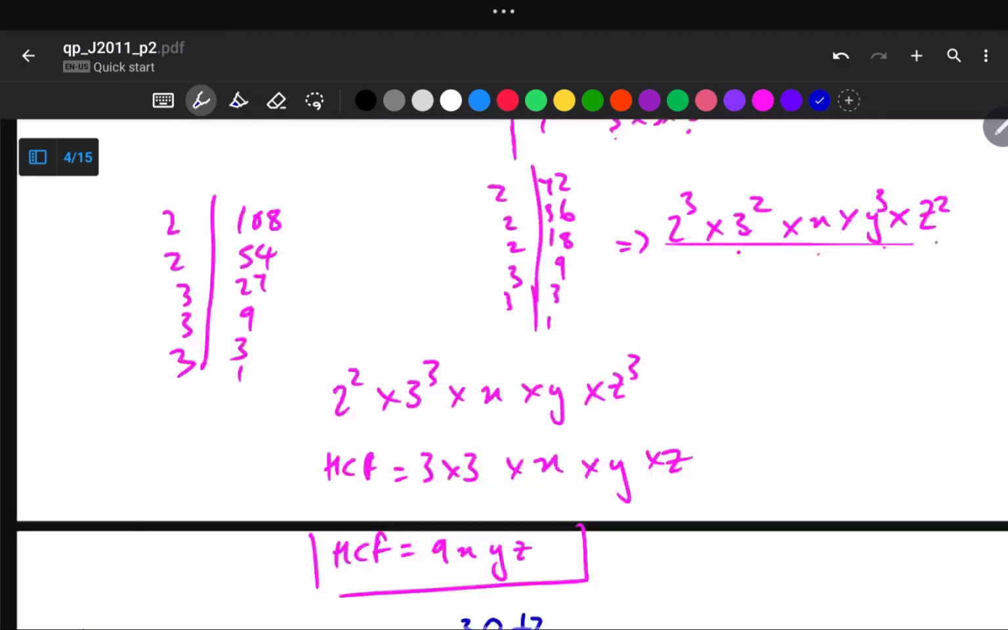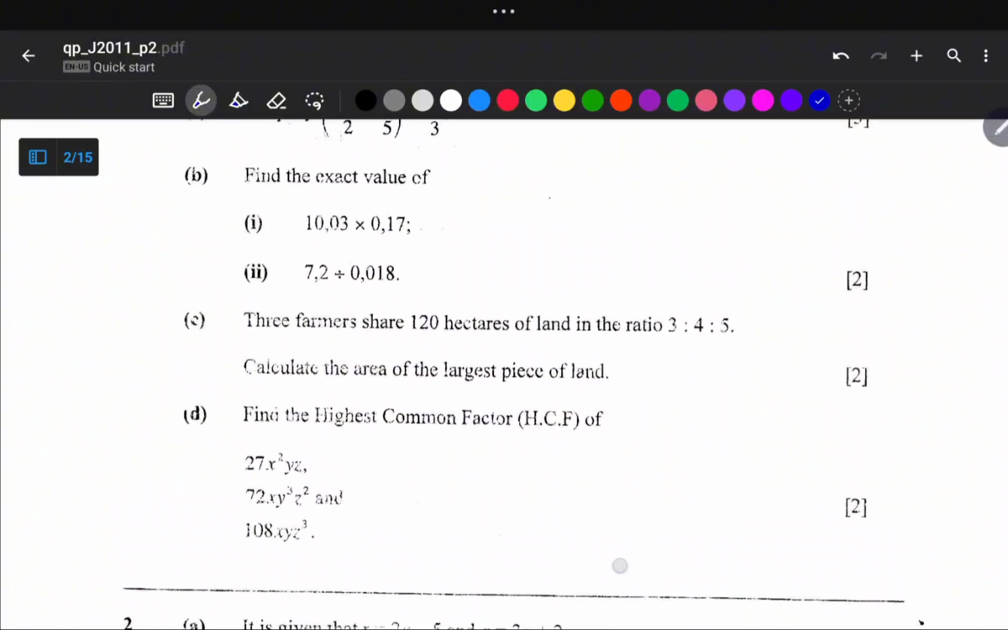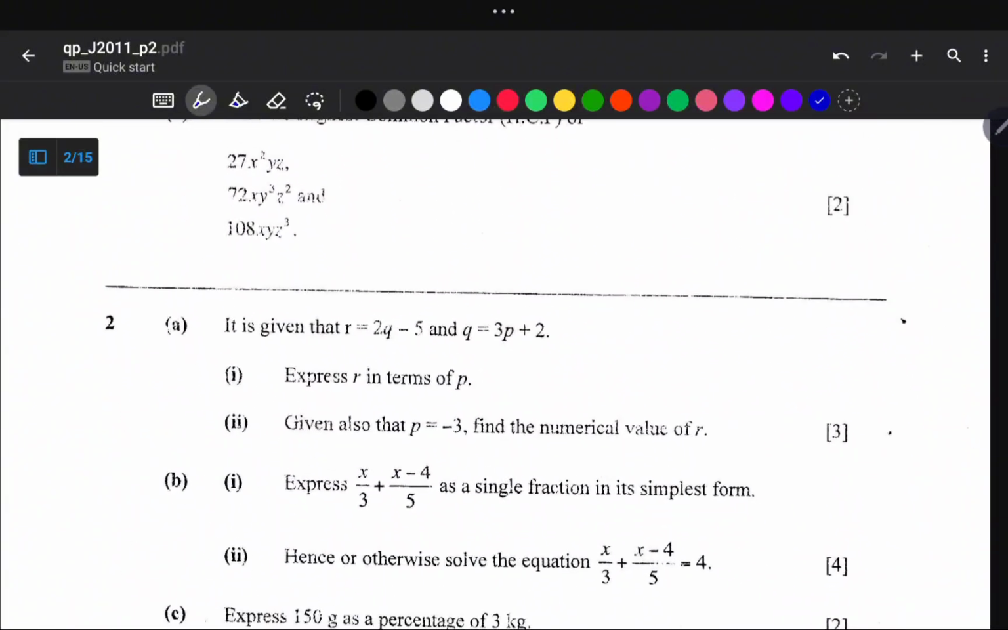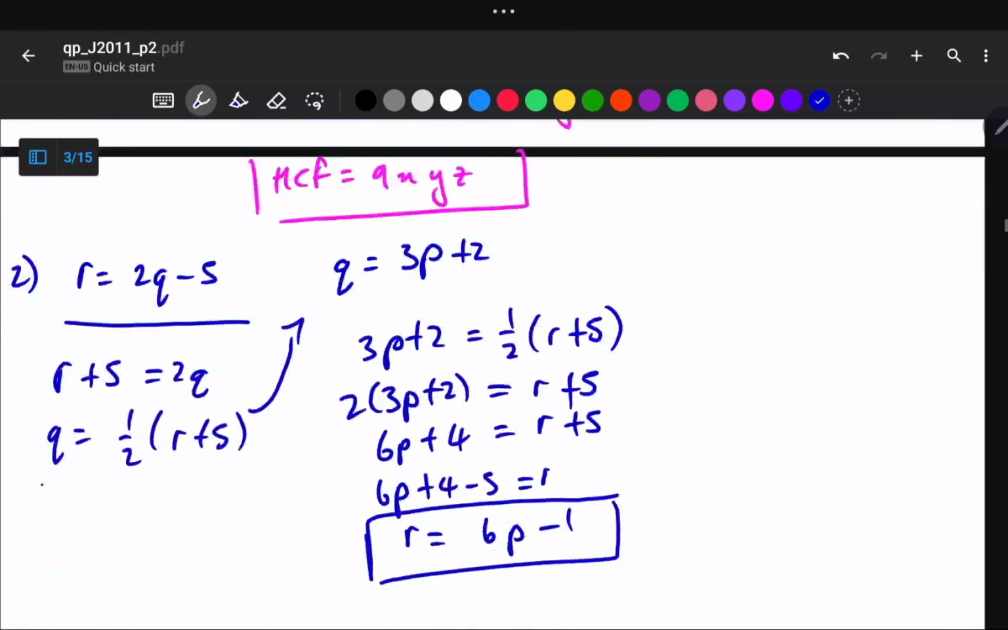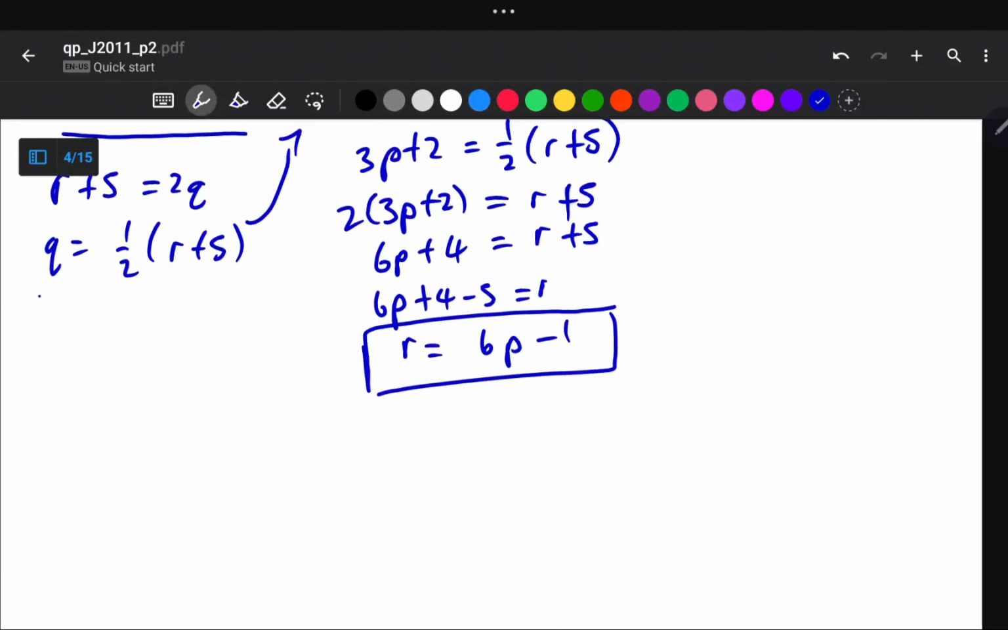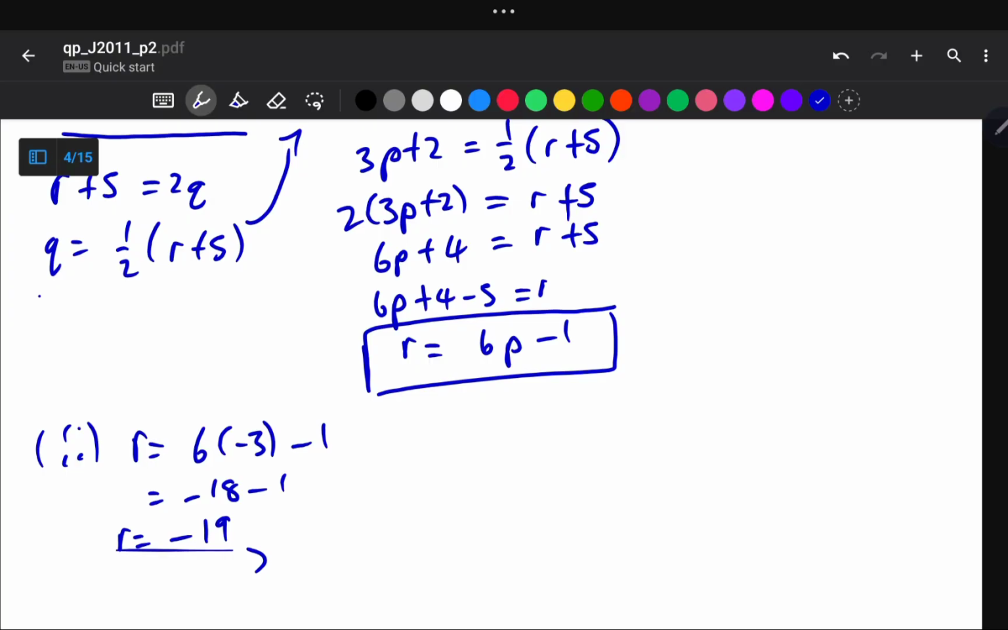Okay, so the next part of the question requires us to find the numerical value of r, given that p is equal to negative 3. So given that our p here is equal to negative 3, r will be equal to 6 multiplied by negative 3 minus 1. So r is equal to 6 by negative 3 gives us negative 18 minus 1. Therefore r is equal to negative 19. So this is the value of r.